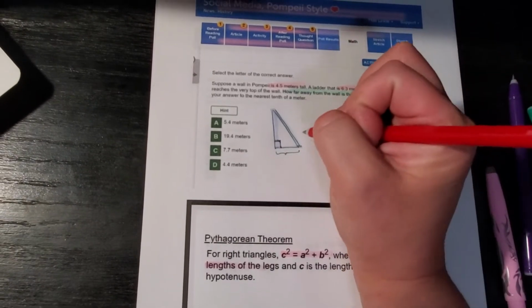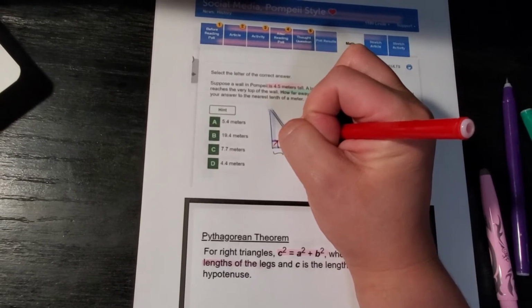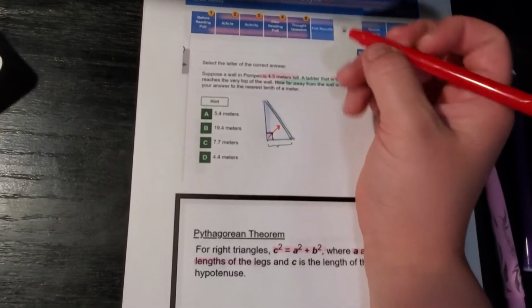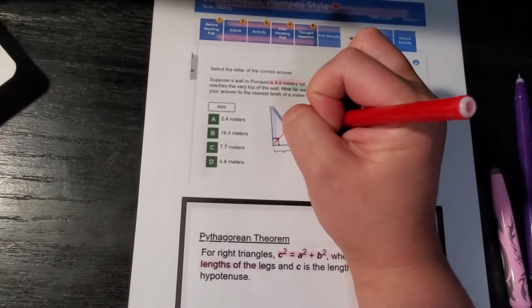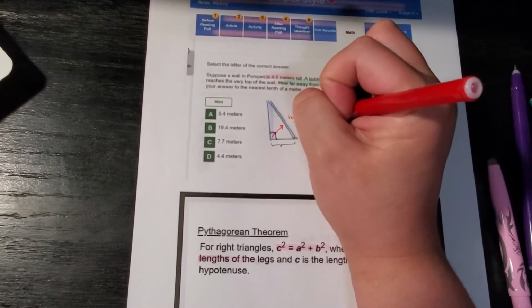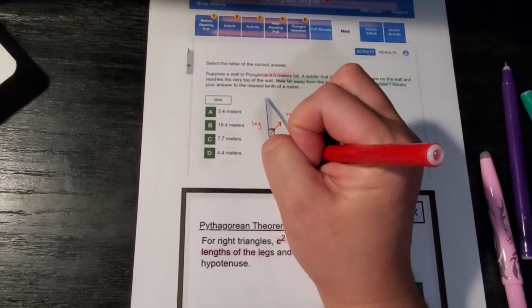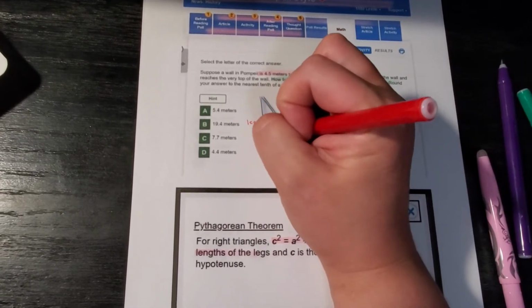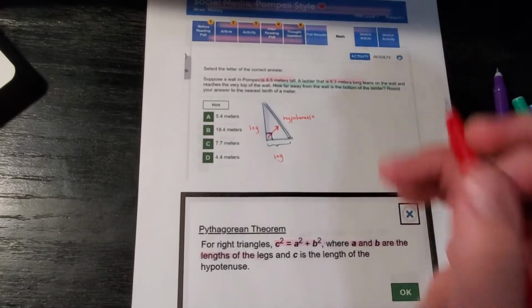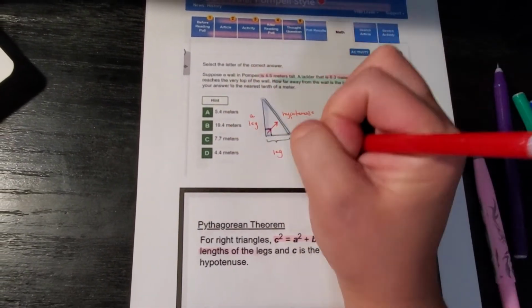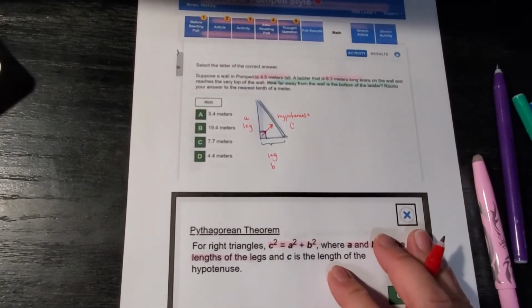So we know that the hypotenuse is the diagonal side of a right triangle, the side that's opposite the right angle. So this is the hypotenuse, and these two are the legs. The legs always are the two sides that touch the right angle. So it says A and B are the lengths of the legs, so I can call this A and this B, and my hypotenuse is C.